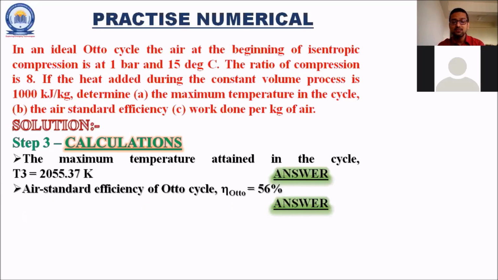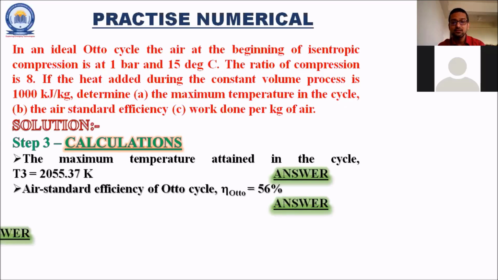The second answer, that is the air standard efficiency of the Otto cycle, eta Otto, comes out to be 56%. And friends, remember, the efficiency must always be presented in percentage, and it should be presented in round figures. Do not write the efficiency answer in terms of decimals. Just make the answer in a round figure.